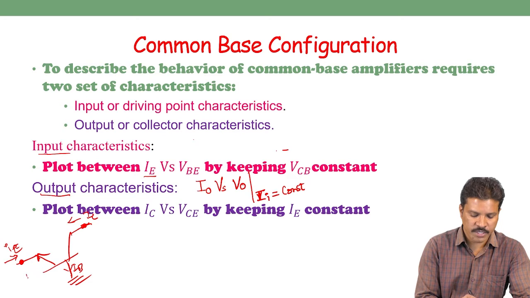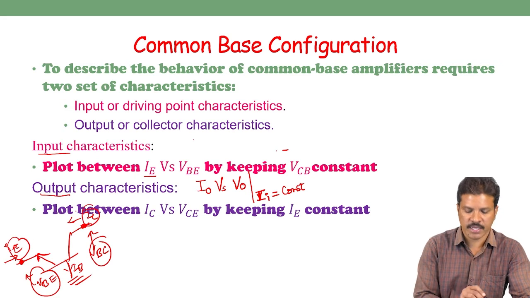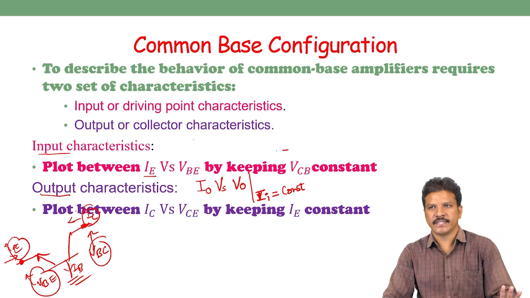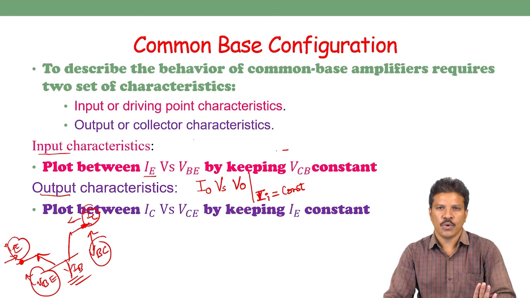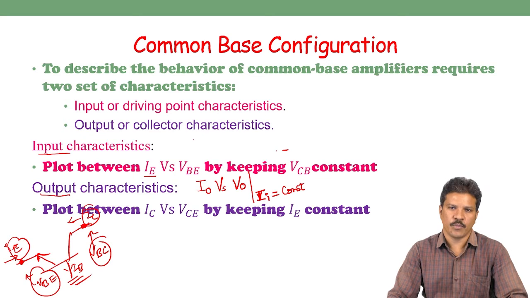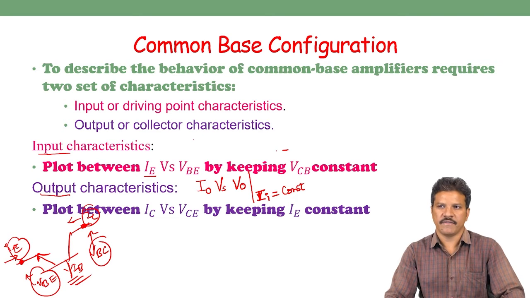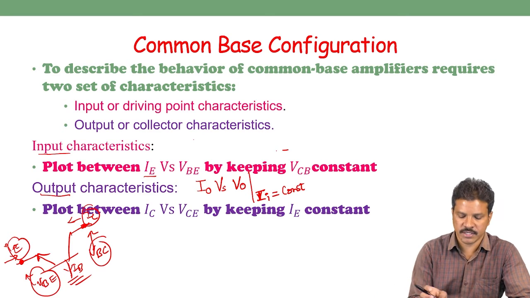The voltage measured between emitter and base terminal is called VBE, and the voltage measured between collector and base is called VBC. So these four parameters: VBE, VBC, IE, IC. Two currents, two voltages. One input current, one output current. One input voltage, one output voltage. These four parameters will be helpful to define the input characteristics and output characteristics.